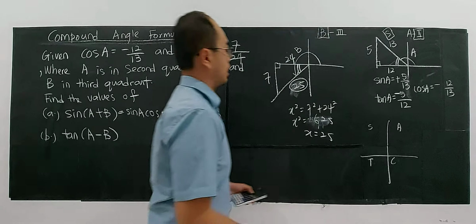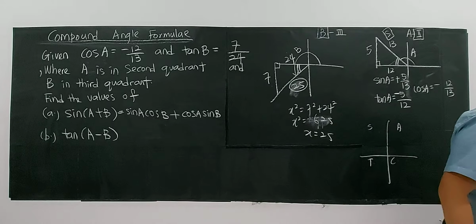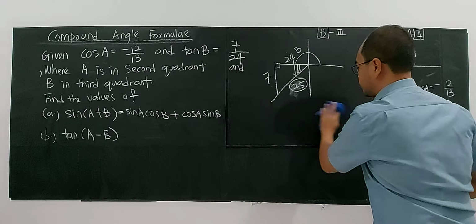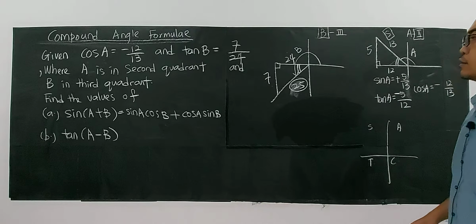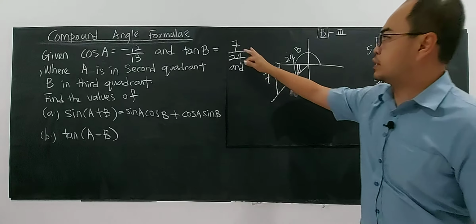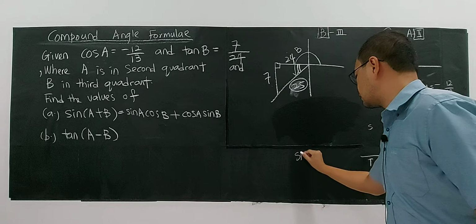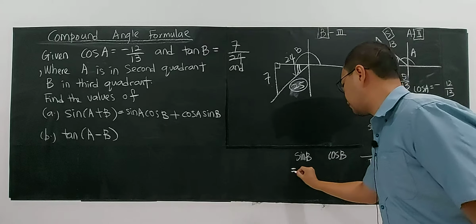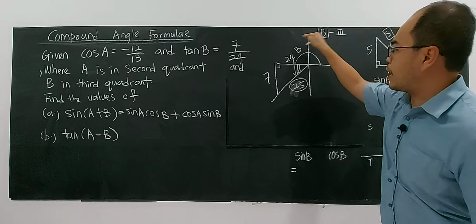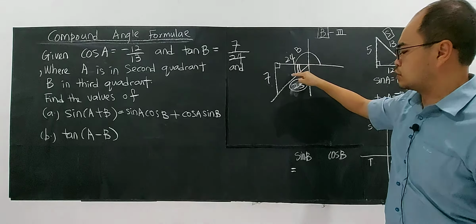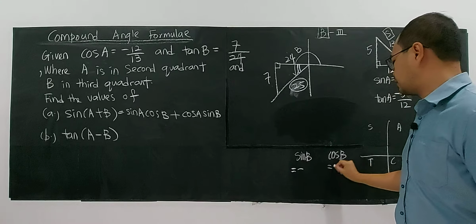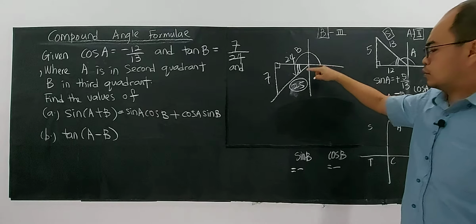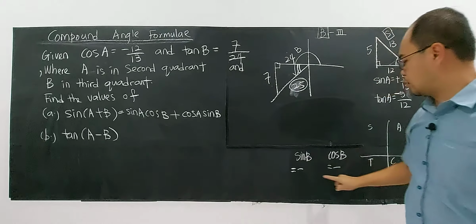So now we can know the value of sine B and cos B, right? Tangent B is already given, so then we can find sine B and cosine B. In this quadrant, remember "add sugar to coffee": tangent is positive, but sine is negative, and the same for cos, which is negative. So tangent is positive, and these two will be negative.